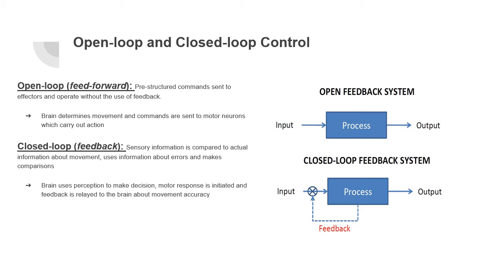After recognizing the systems that are involved in receiving information and creating movement in the body, we can then relate what we know about these systems to open loop and closed loop control.